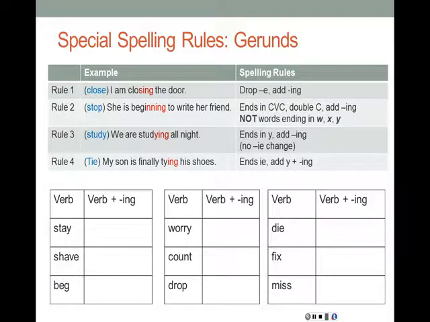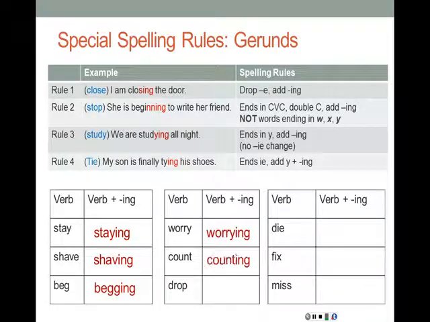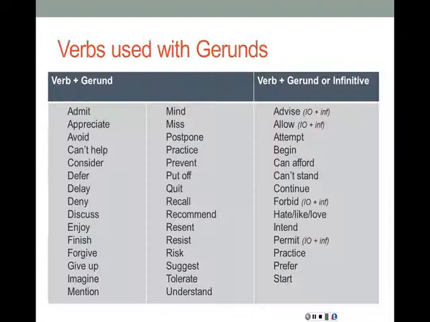So, did you get them right? Let's check and see. Stay is staying. Shave is shaving. Beg is double the G because the consonant, vowel, consonant, 2 G's, begging. Worry is worrying. Count is counting. Drop is dropping with two P's because you have the consonant, vowel, consonant sounds. Die is with Y, right? So the IE becomes Y-I-N-G. Fix is fixing. Miss is missing. Excellent. Okay.